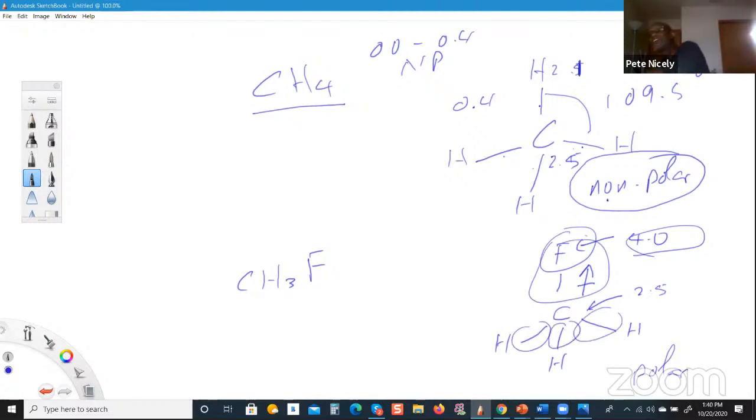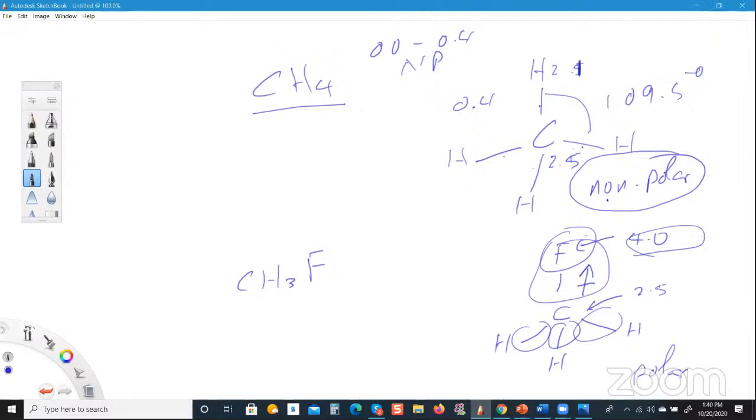So that's another additional thing you need to keep in mind where you have different atoms bonded to the same central atom. Any questions about this? I don't believe so.